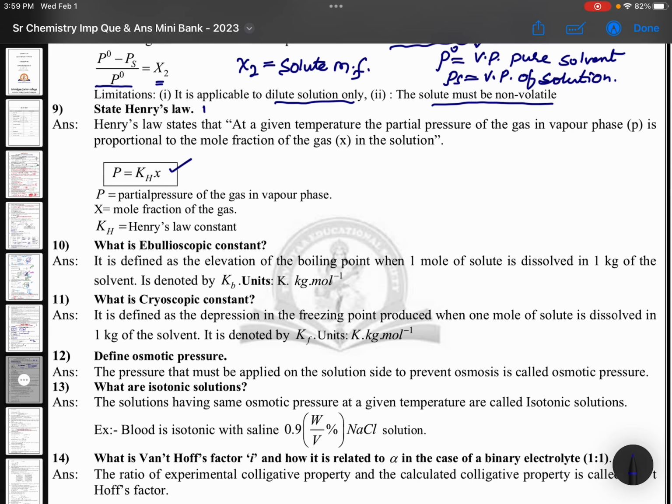That is the law. Henry's law states that at a given temperature, the partial pressure of the gas in vapor phase is proportional to the mole fraction of the gas in the solution. P is equal to KH into X. P is the partial pressure of the gas in vapor phase. X is the mole fraction. KH is Henry's law constant.